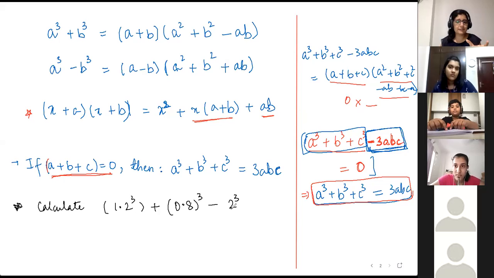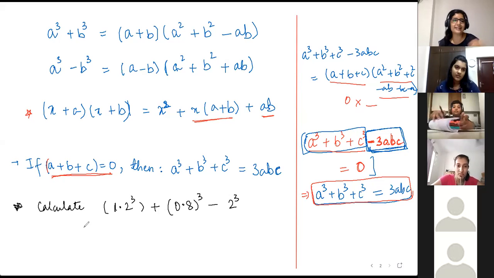So is there an easy way that you can calculate this? Instead of having to find what 1.2 cube is, then applying the decimal value, then finding 0.8 cube, then finding 2 cube, that becomes very long, right? So instead, you can find out if the sum is 0 and then use this method. Yes, exactly. That is the reason this identity exists. It makes these kinds of calculations easier.